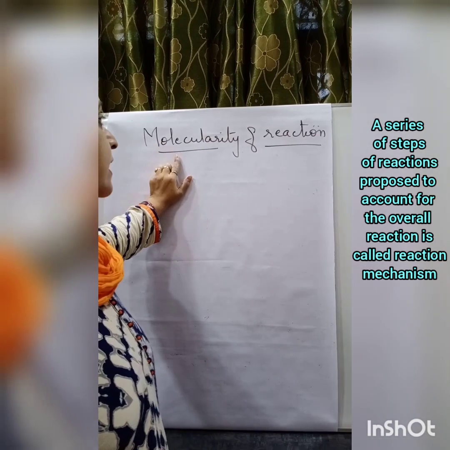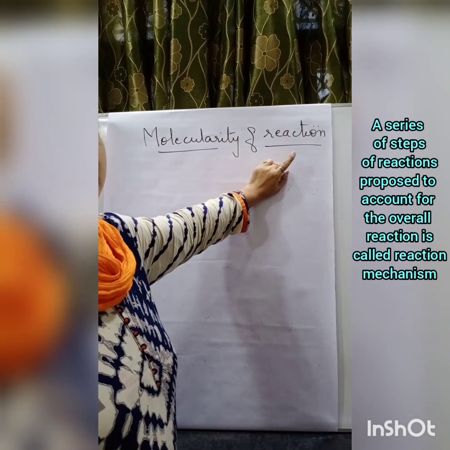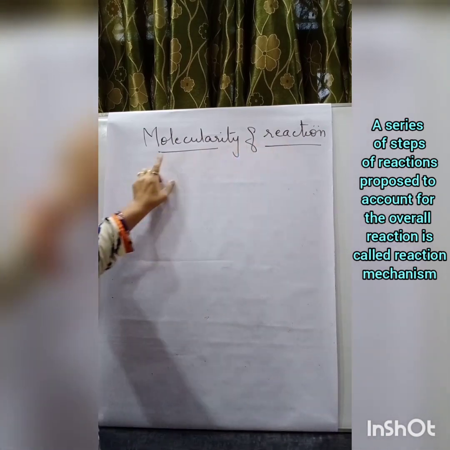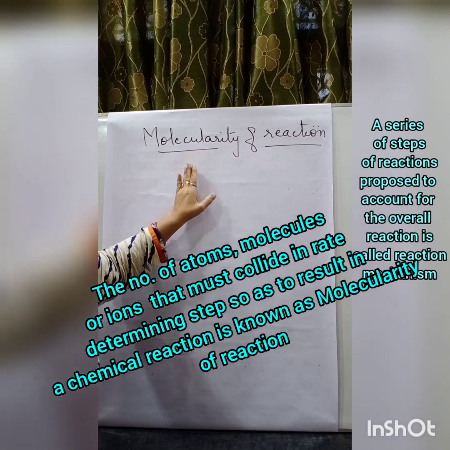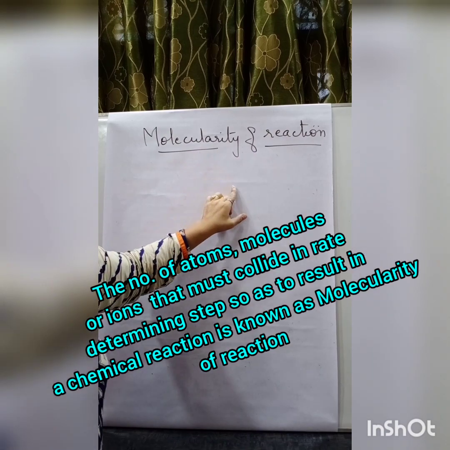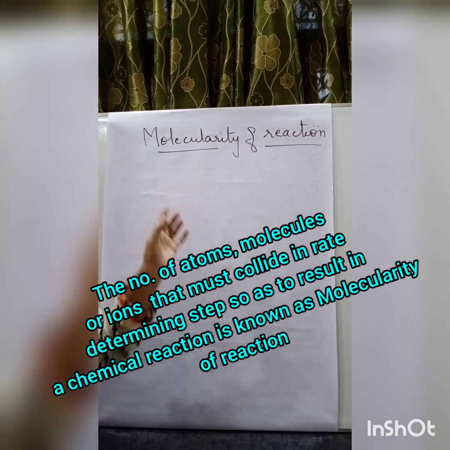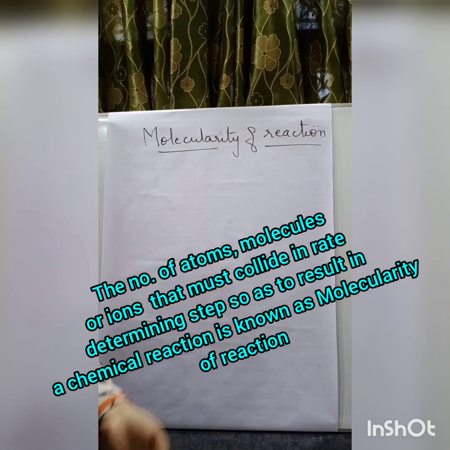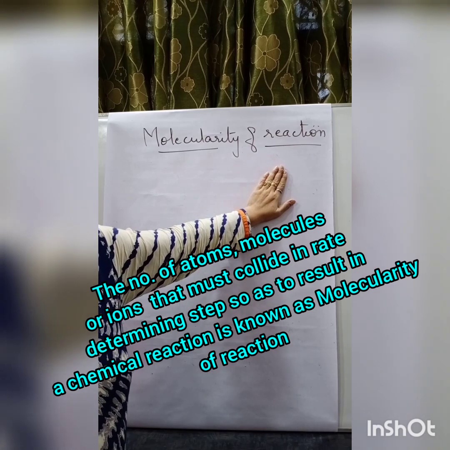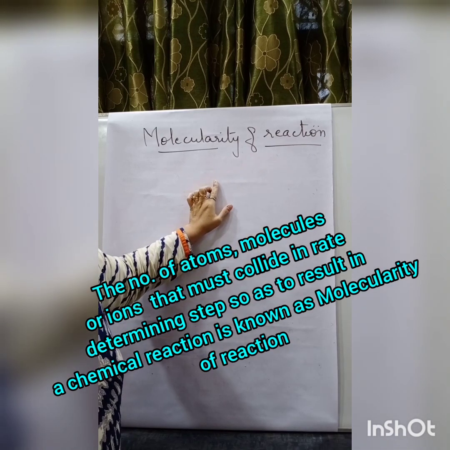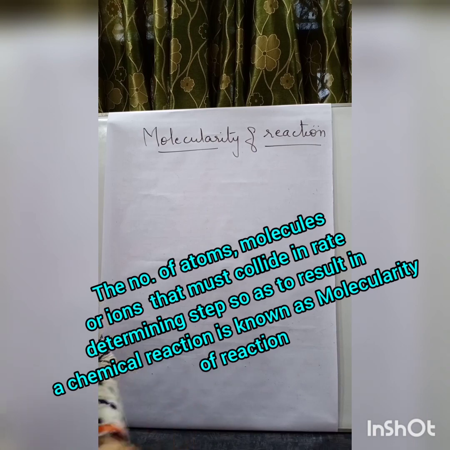Now we move on to the next topic, that is molecularity of reaction. What do you mean by molecularity of reaction? The number of atoms, molecules or ions that must collide in the rate determining step so as to result in a chemical reaction, that is called molecularity of reaction. So here the most important thing is the rate determining step.